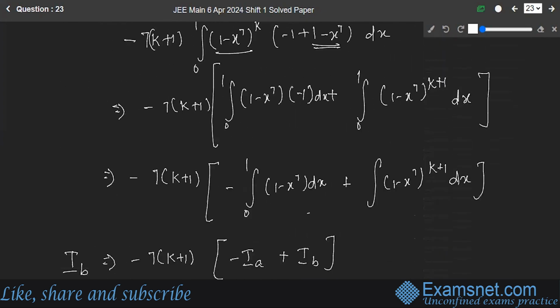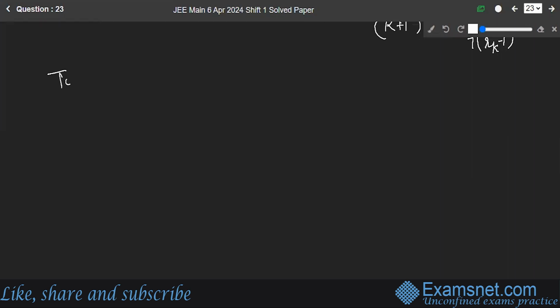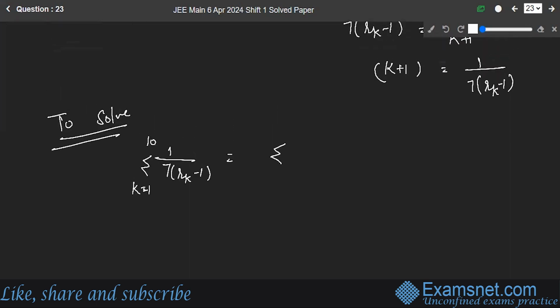Now, what do you have to find out in the question? This. Because I tried my whole question to get to this expression, 1 upon 7(Rk minus 1). So let's write it down. To solve, summation k equal to 1 to 10, 1 upon 7(Rk minus 1). If you look over here, this is nothing but summation of (k plus 1) from k equal to 1 till 10. So that means you will start with 2 plus 3 plus 4 till 11.